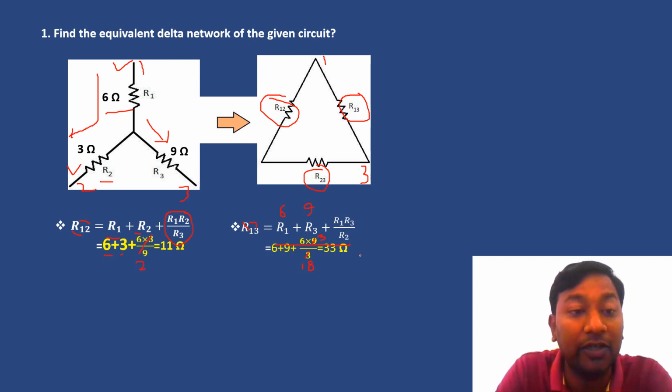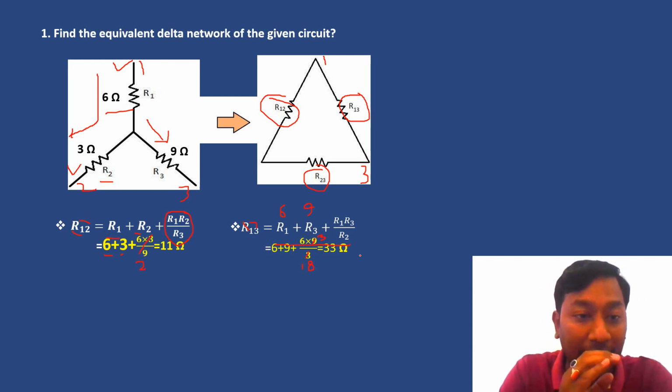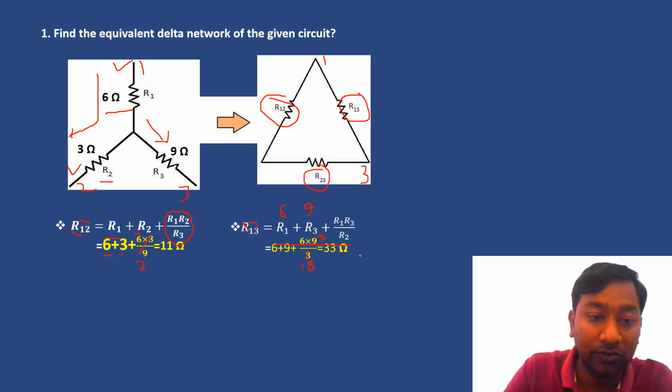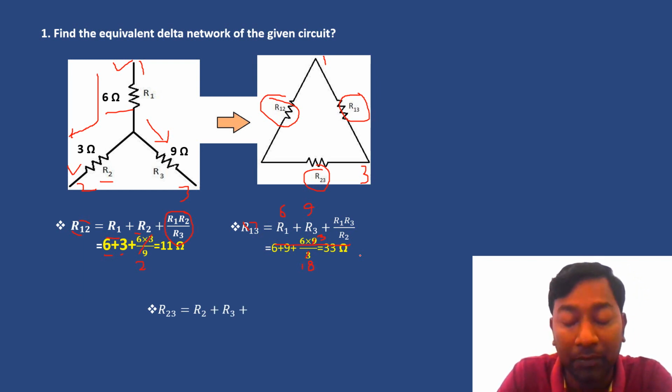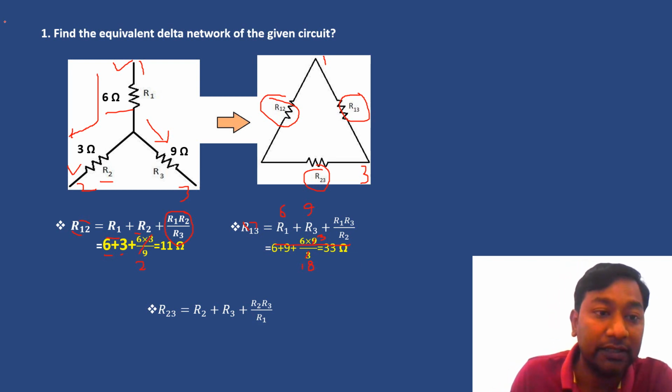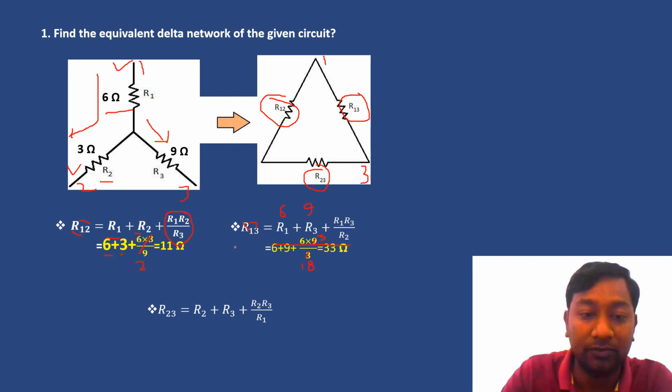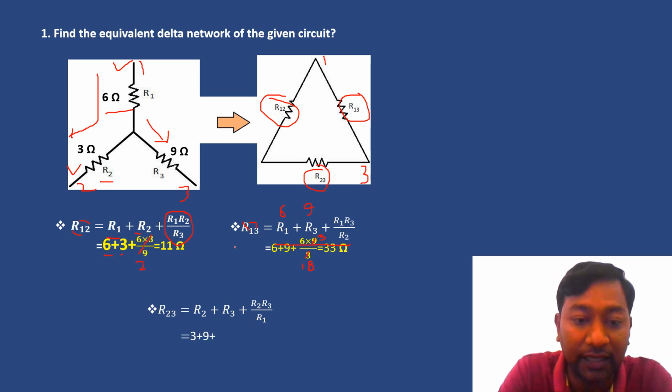So whenever we are calculating the value of R23, we will get R2 plus R3 plus R2 R3 divided by R1. Okay, so we will write down R2 plus R3 plus R2 R3 divided by R1. So what is the value of R2? R2 is 3 ohm, R3 is 9 ohm, and R2 R3 means 3 into 9, divided by R1, which equals 6 ohm. So we can write down 3 plus 9 plus 3 into 9 divided by 6.